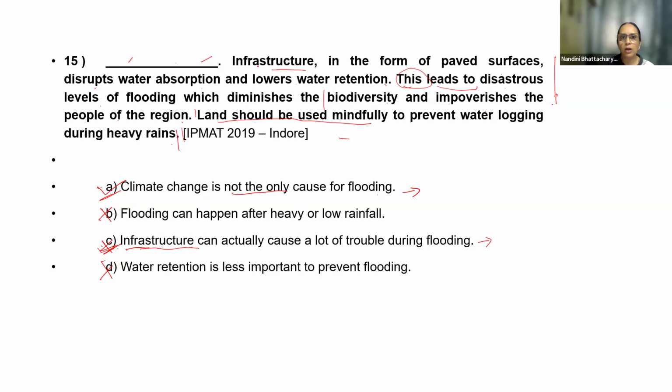And then we go on to how infrastructure causes flooding, right? So instead of that, in C, infrastructure can actually cause a lot of trouble during flooding. Now it is talking about what happens during flooding. That would not be an introductory sentence because it is just describing everything anyway. So anything that repeats will not be your answer, remember? So C is eliminated when we go by that rule. Okay. So this exercise is done.